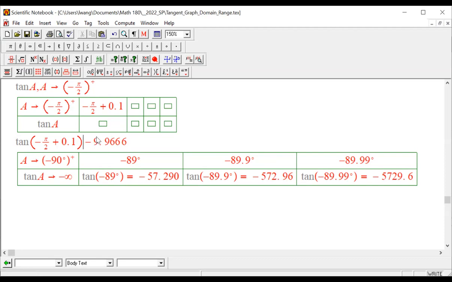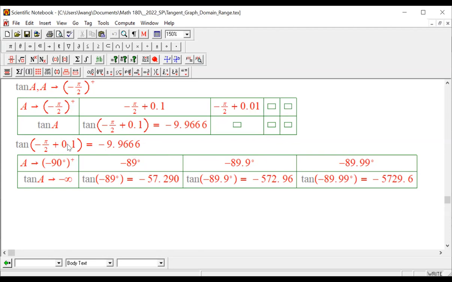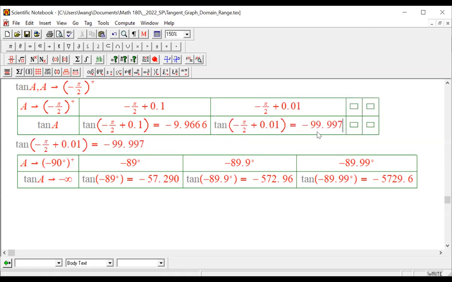Let me do it again. Okay, I wasn't sure if this is the right number. Okay, the radian, it's right. So for input that's closer to it, next we want to make it even closer to it. 0.01. Okay, so 0.01. So what ratio do we get? Even smaller.